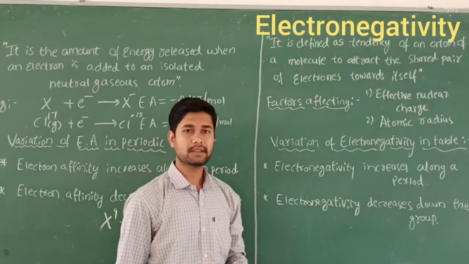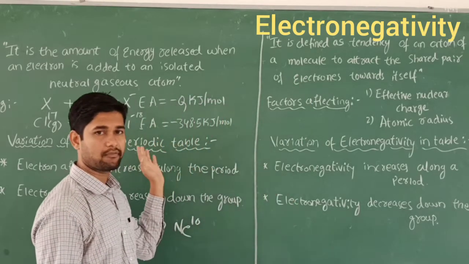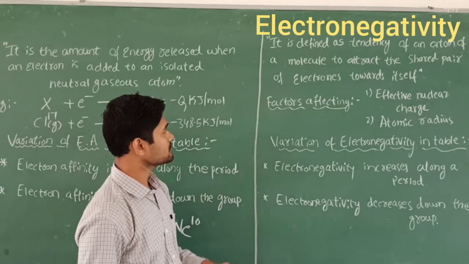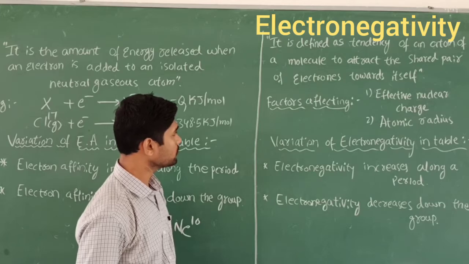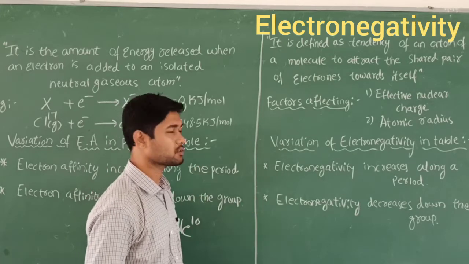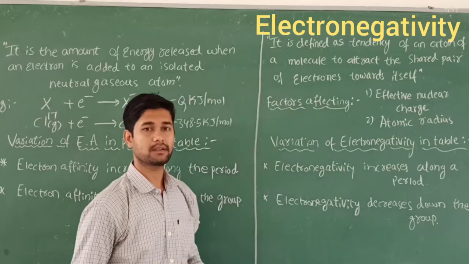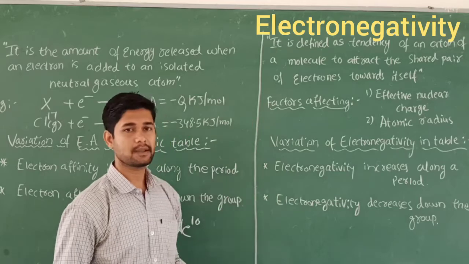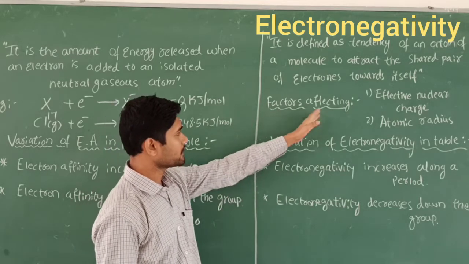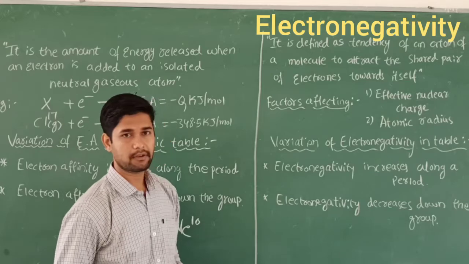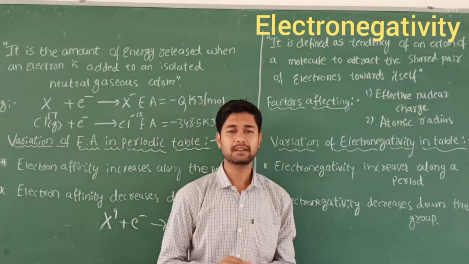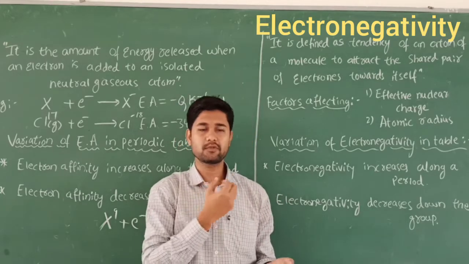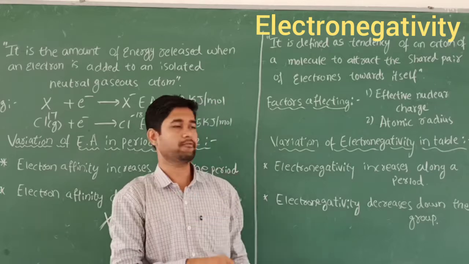Let's discuss one more point. We have studied electron affinity or electron gain enthalpy. Now this one is electronegativity. What is it? It is defined as the tendency of an atom in a molecule to attract the shared pair of electrons towards itself. This is very important when studying bond formation and organic chemistry. In one word, electronegativity means it pulls the shared pair of electrons towards itself.